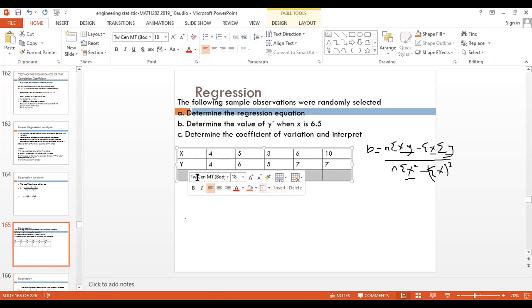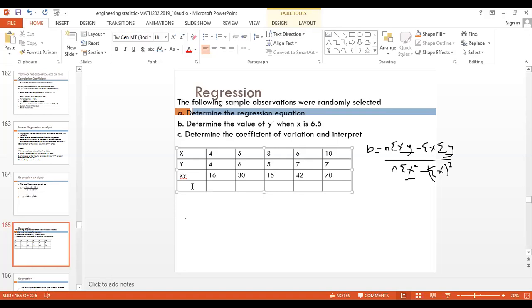This will give us x times y. X times y will give us 4 times 4, which is 16, 5 times 6, which is 30, 3 times 5, which is 15, 6 times 7, which gives us 42. Then 7 times 10, which gives us 70. Okay.